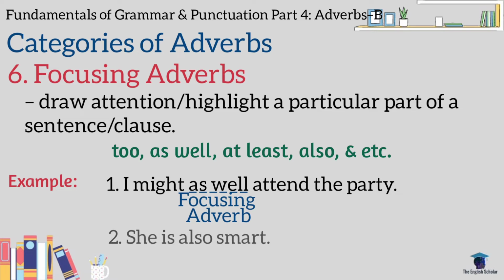2. She is also smart. The word "also" here is a focusing adverb, and it is used to emphasize that she has that attribute too, which is smart.